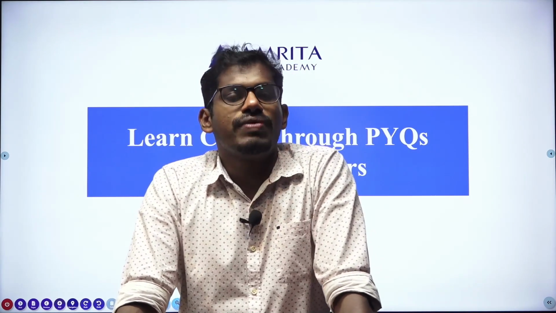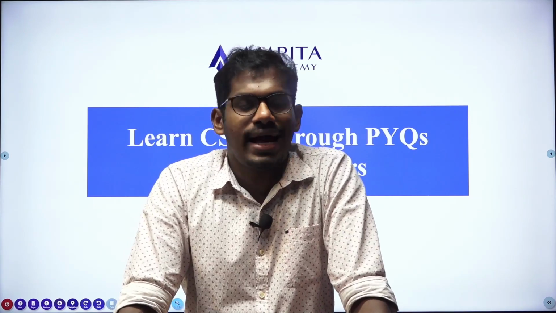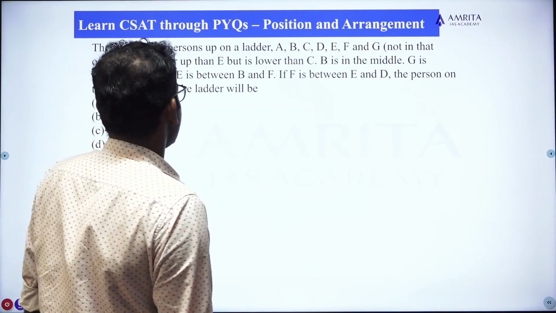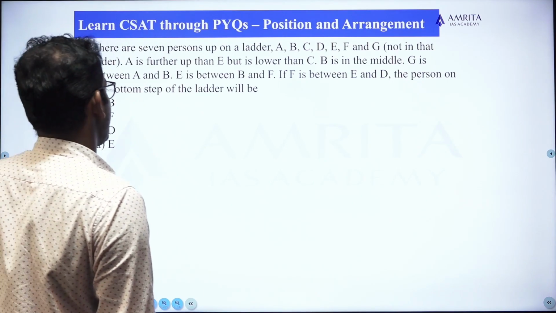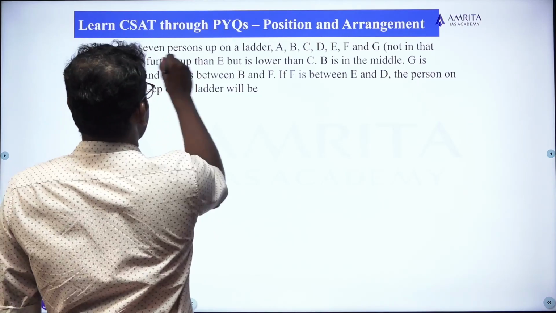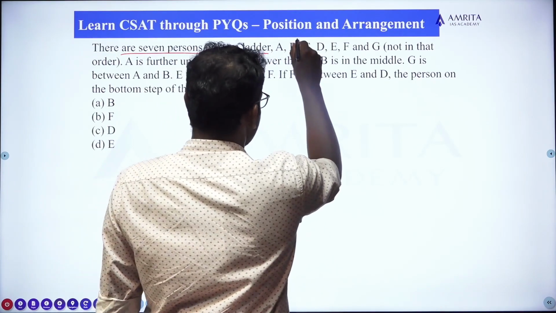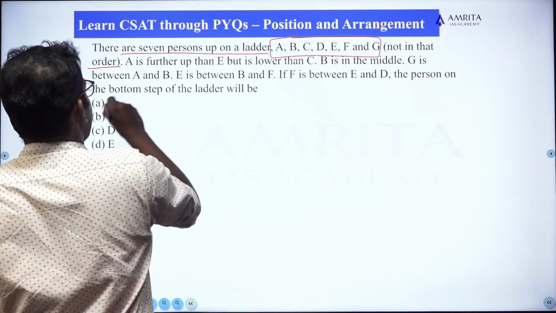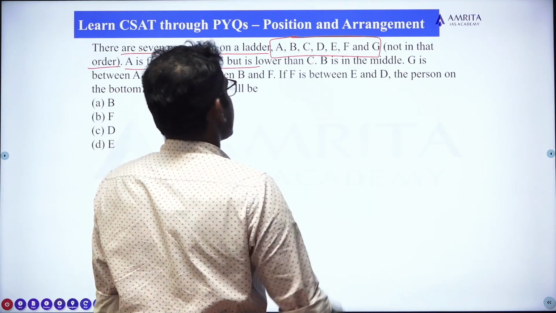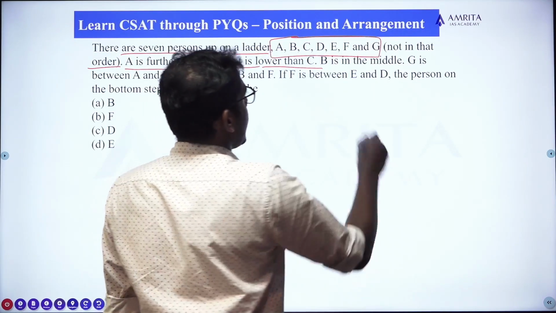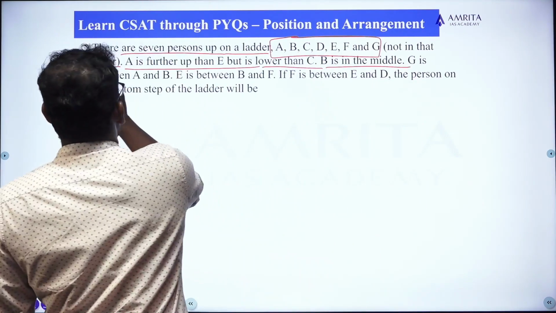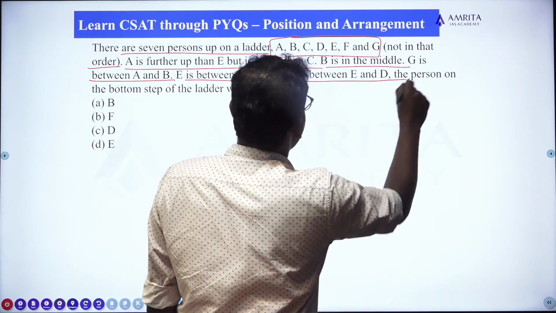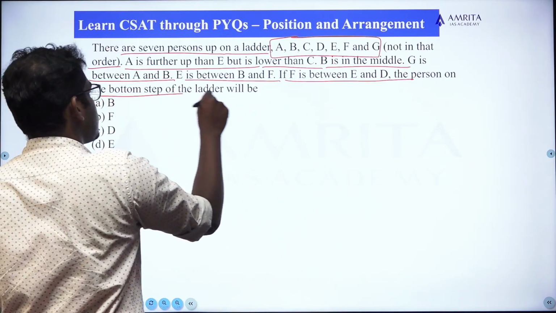So we are straight away moving to the questions from the topic position and arrangement. We are dealing with a question asked in the year 2014. It's an interesting question. There are 7 persons on a ladder, A, B, C, D, E, F and G, not in that order. A is further up than E, but is lower than C. B is in the middle. G is between A and B. E is between B and F. If F is between E and D, then the person on the bottom step of the ladder will be.